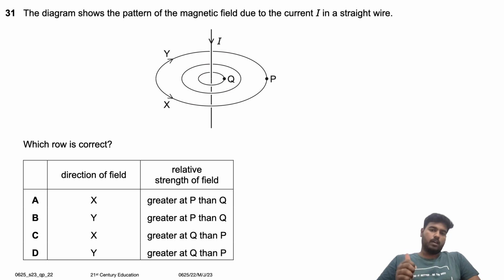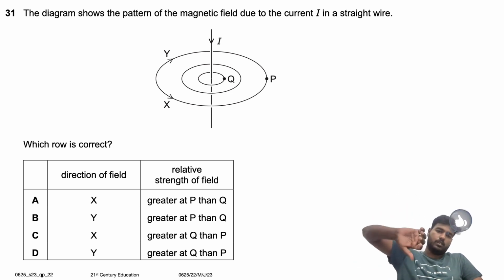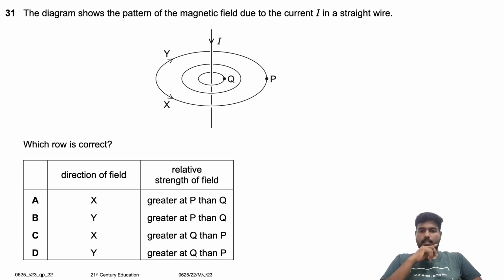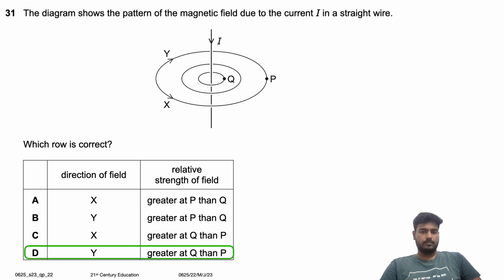Now what about the direction, X or Y? It's the screw law. You can find it like this: if the motion of the current is in this direction, the magnetic field will be in this direction, like grabbing, the direction of your fingers. In this case, the current is moving downwards, so the field will go like this. So Y. The direction of the field is Y and the relative strength of the field is greater at Q than P.